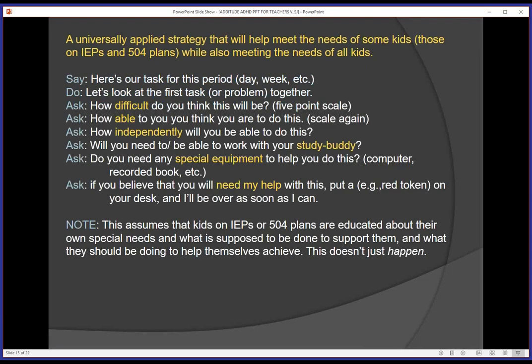I'm sorry. This assumes that kids on IEPs and 504 plans are educated about their own special needs. They're educated about what's supposed to be done to support them, and they're educated about what they should be doing to help themselves achieve. This often doesn't happen. If IEPs and 504 plans are just documents that end up in a child's folder or show up in an IEP or a 504 meeting, they're not being used in a way that can fully be used.